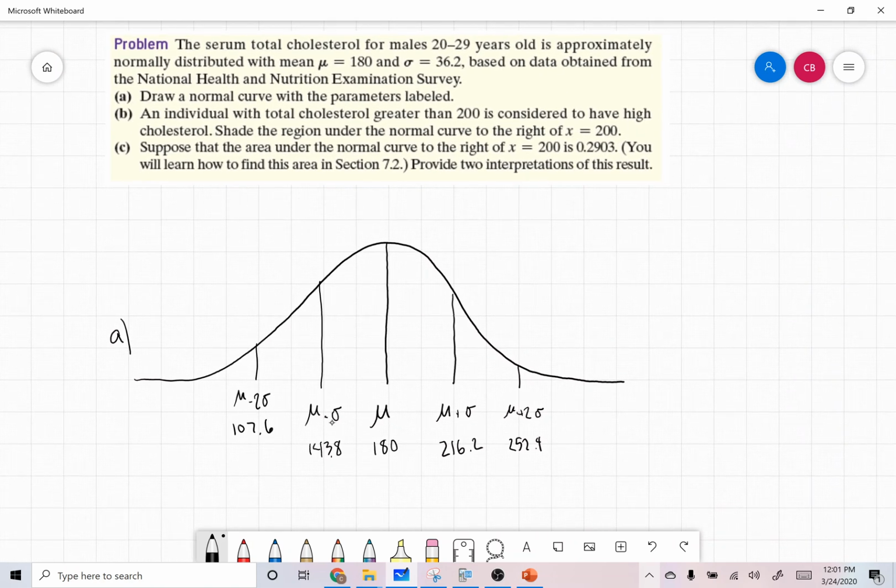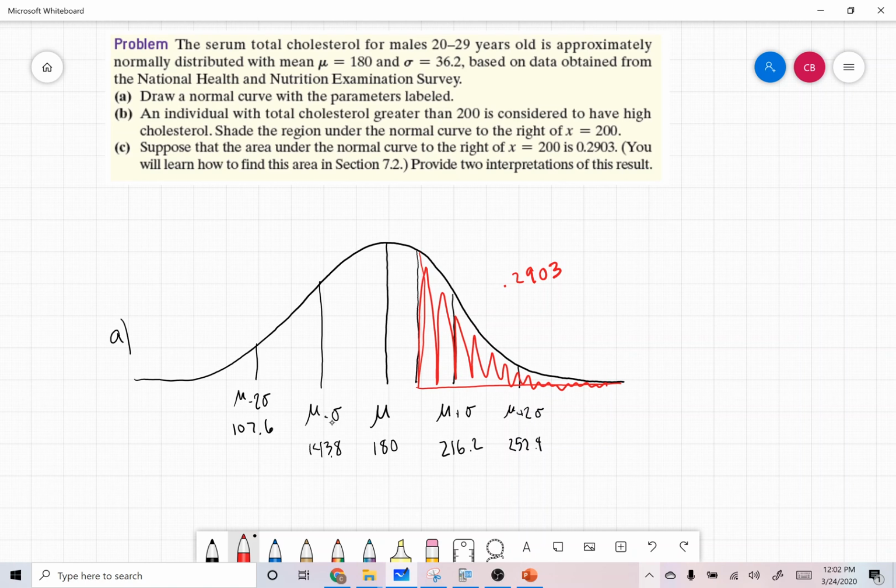An individual with cholesterol greater than 200 is considered to have high cholesterol. Shade the region under the normal curve to the right of 200. So, I mean, we've got 180, we've got 216. Let's just estimate 200 is about halfway-ish, maybe a little bit more towards 180. So if we have that, the red region will be the area of people with high cholesterol. And then suppose that the area under the normal curve to the right is 0.2903. So there's a 29% chance that you fall here in this curve.